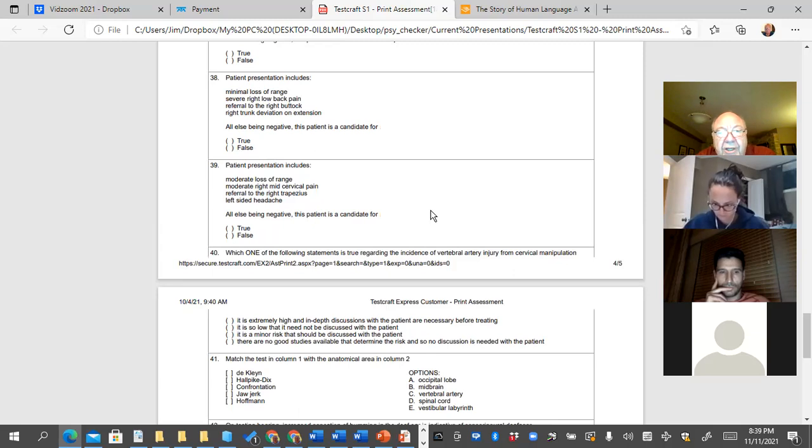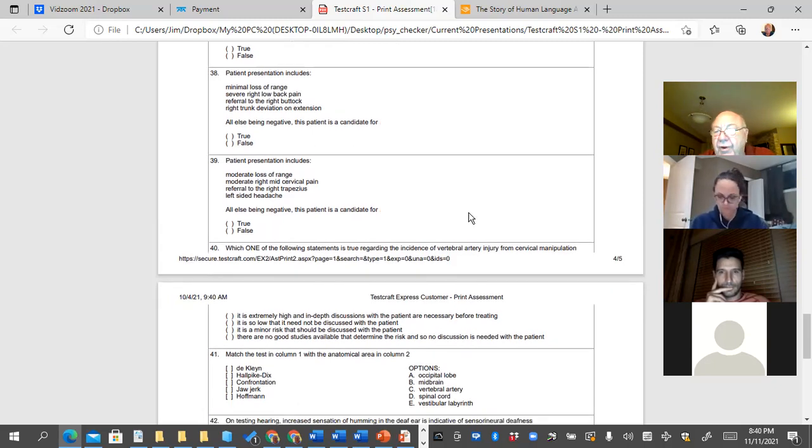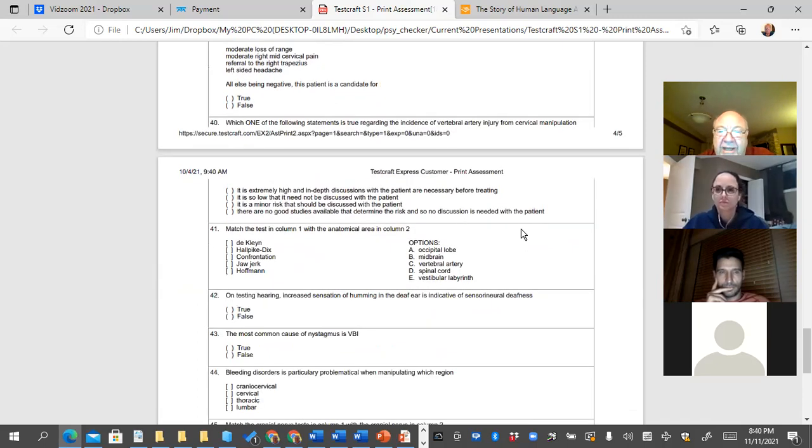39, moderate loss of range, moderate right mid-cervical pain, referral to the right trapezius, left-sided headache. Manipulation candidate or not? False. Why? The left-sided headache. It's on the wrong side for everything else, so it's not likely to be referred. In fact, you pretty much bet your house it's not going to be referred. So there's something else causing the headache.